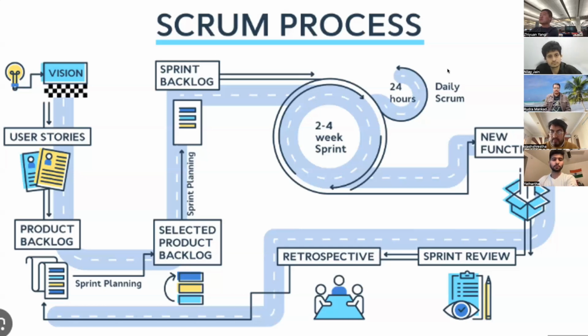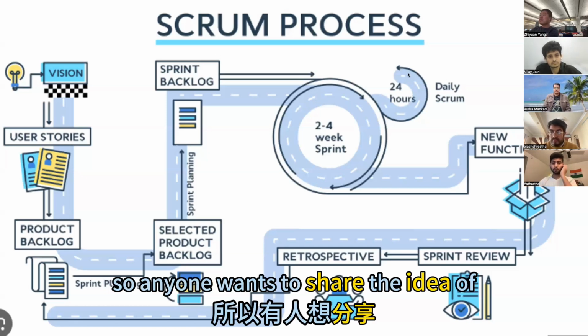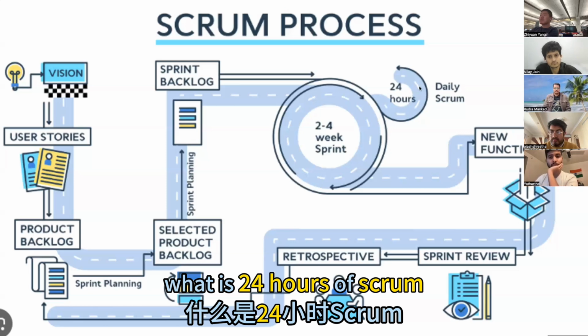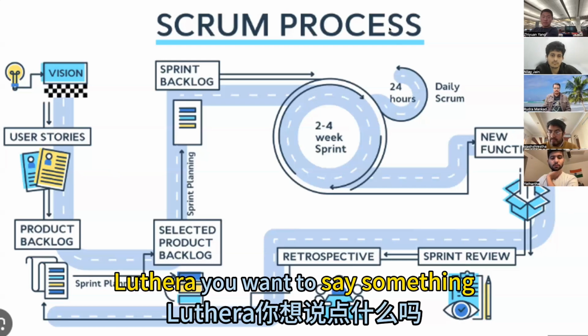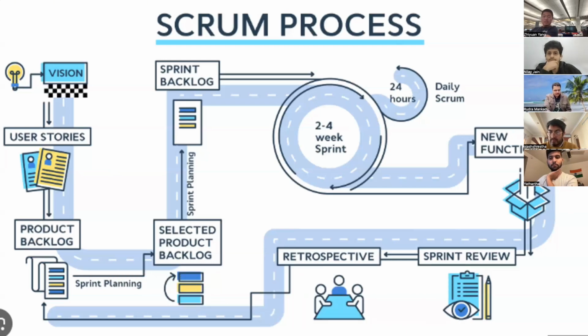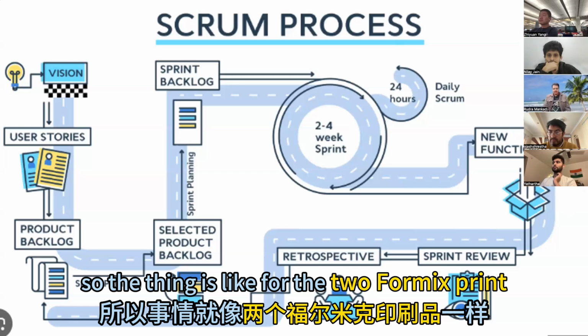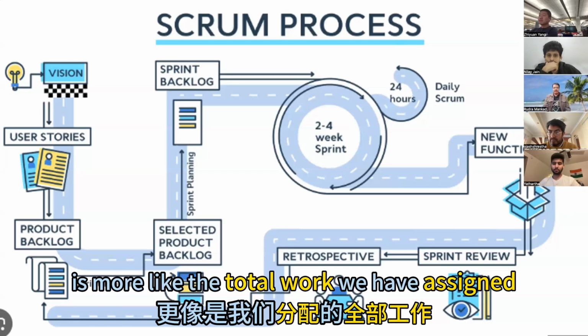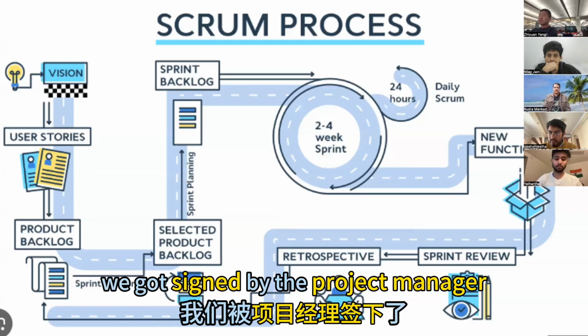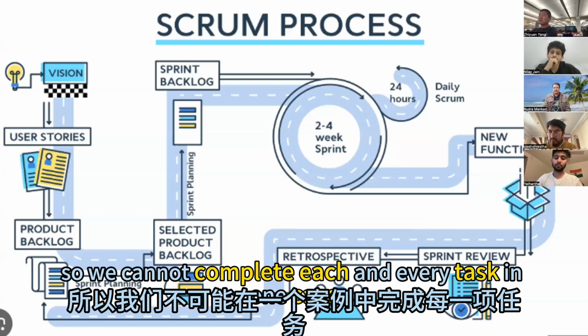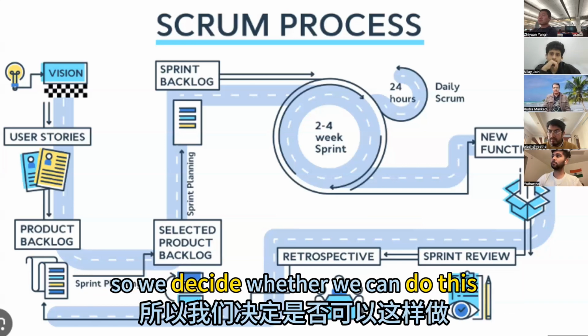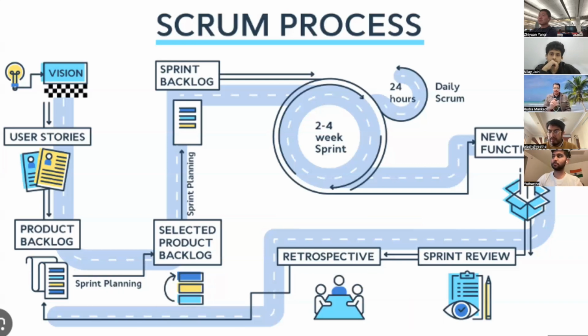Okay, very good. Does anyone want to share the idea of what the 24-hour daily Scrum is, and how it fits within the 2 to 4 week sprint? Rudra, you want to say something? Yeah, sure. For the 2 to 4 week sprint, it is the total work assigned to us by the project manager, and we have certain tasks to complete. We cannot complete every task in one day, so we decide whether we can divide a particular task into smaller segments.